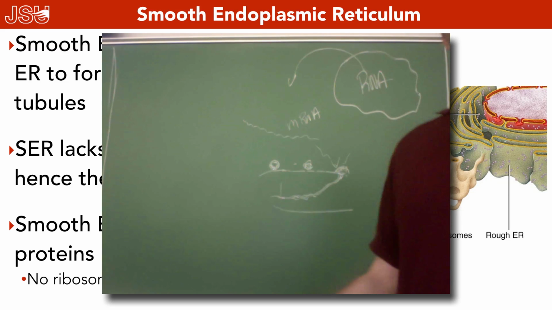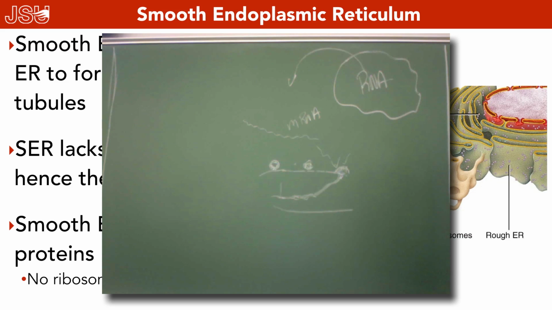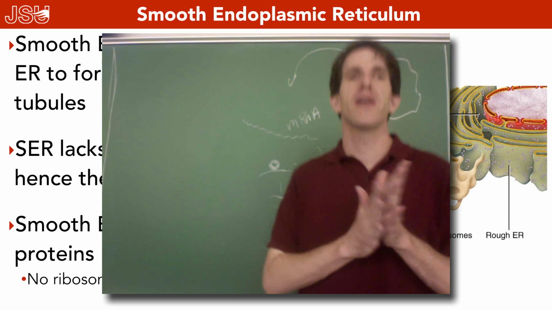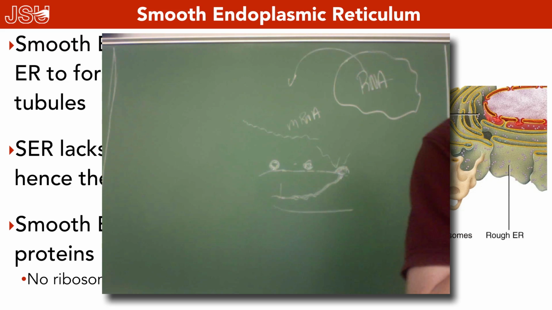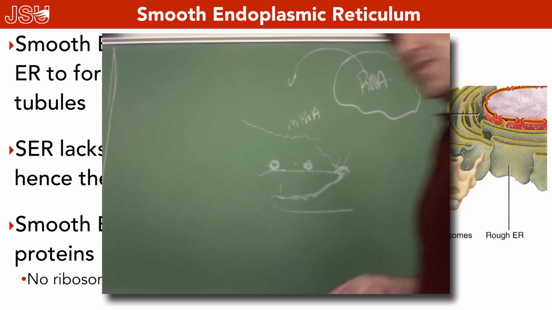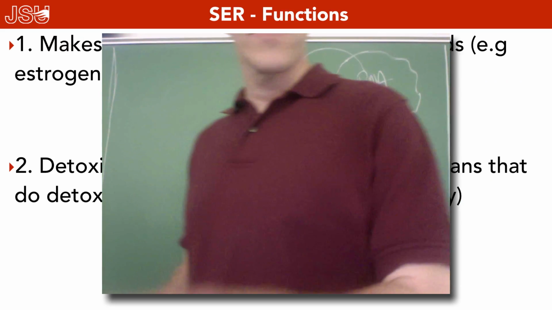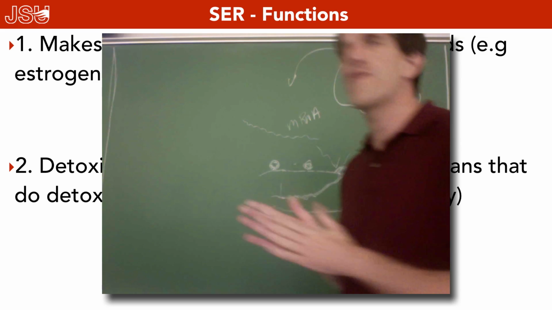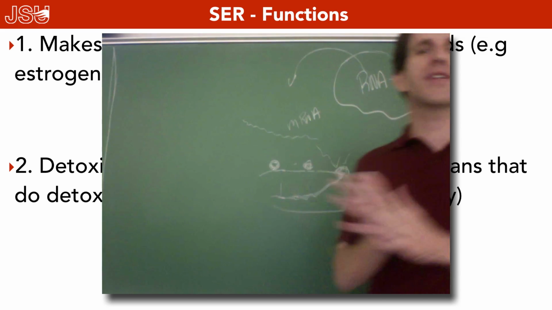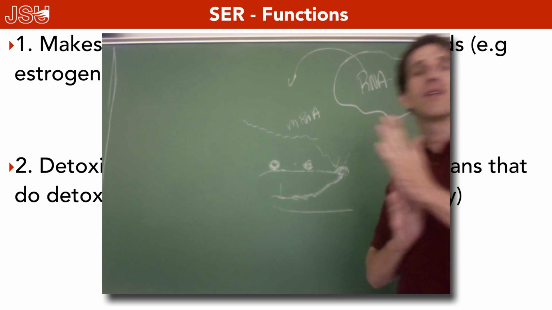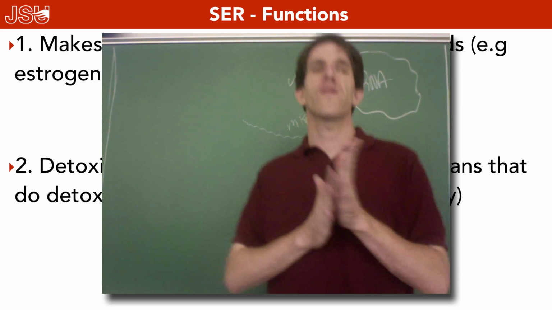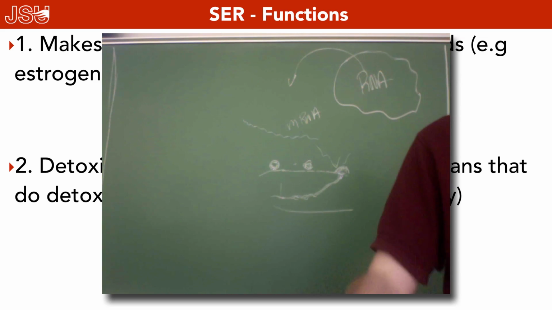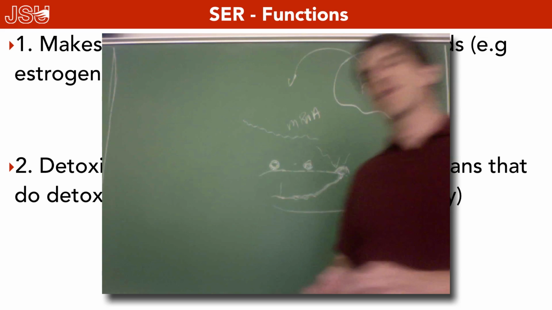Now, smooth ER, why is it smooth? There's no ribosomes, correct. It does not synthesize proteins like you would think that the rough ER does. Important here is it's going to make lipids, fatty acids, those sterol compounds we talked about before. And it's also important in detoxification. For example, you're going to see a lot of smooth ER in the liver, for instance.